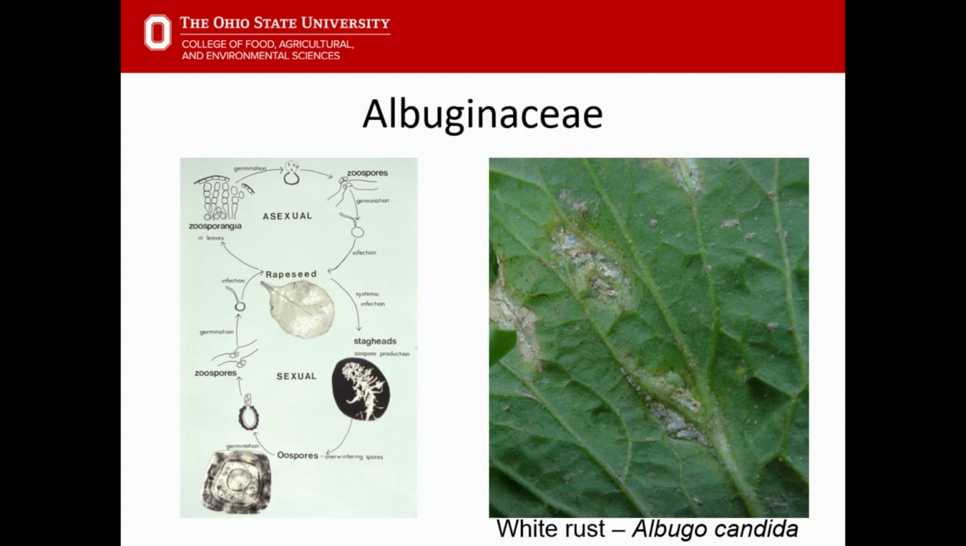Although the morphology of the sporangia and oospores is different than in the Pythiaceae, the same types of structures are produced.